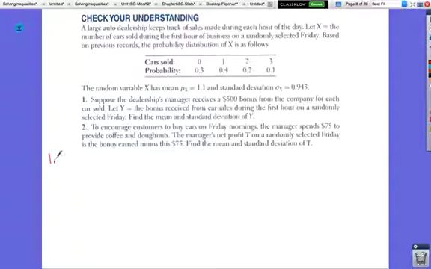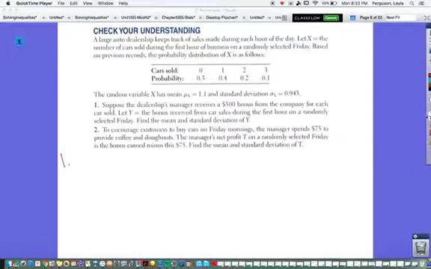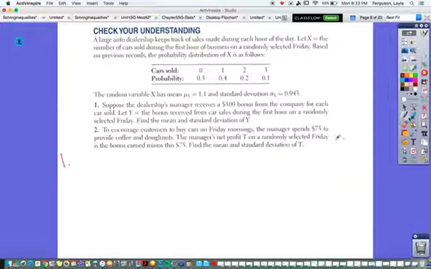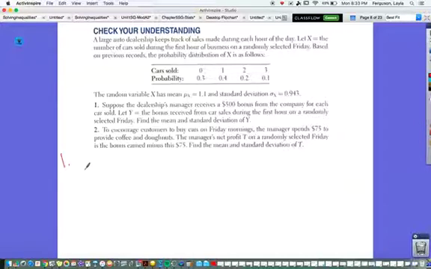So the first thing we have to do is suppose the dealership's manager receives a $500 bonus from the company for each car sold. Let Y equal the bonus received from the car sales during the first hour on a randomly selected Friday, and we're going to find the mean and the standard deviation of Y. Before we can begin question 1, we first have to write an equation that represents the bonuses received from the car sales during the first hour on a randomly selected Friday.